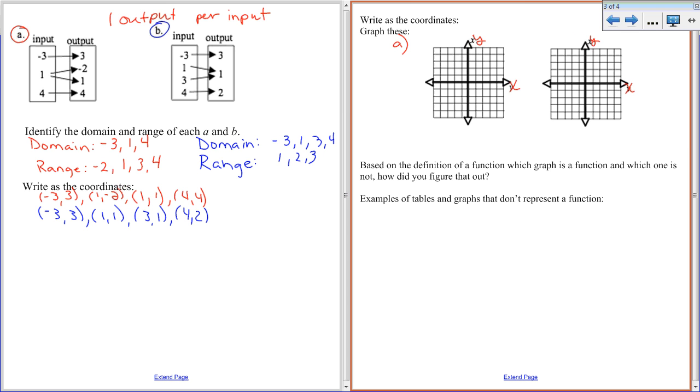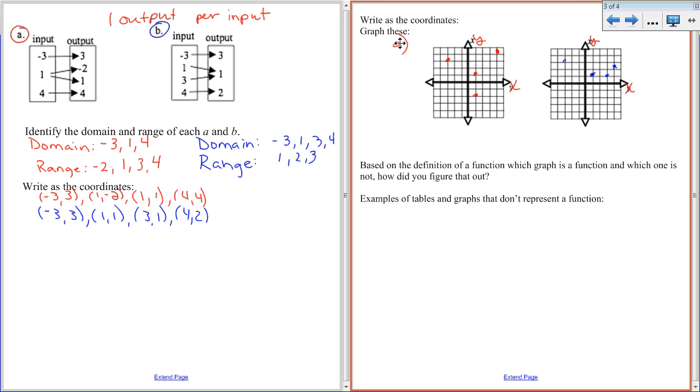Okay. They are just drawing in here. -3, 3 should be over here. 1, -2 should be down here. 1, 1 should be up here. So we've got these 2 points lining up, and then 1, 2, 3, 4, 1, 2, 3, 4, which should be up here. For B, I should have -3, 3, 1, 1, 3, 1, and then 4, 2. All right.